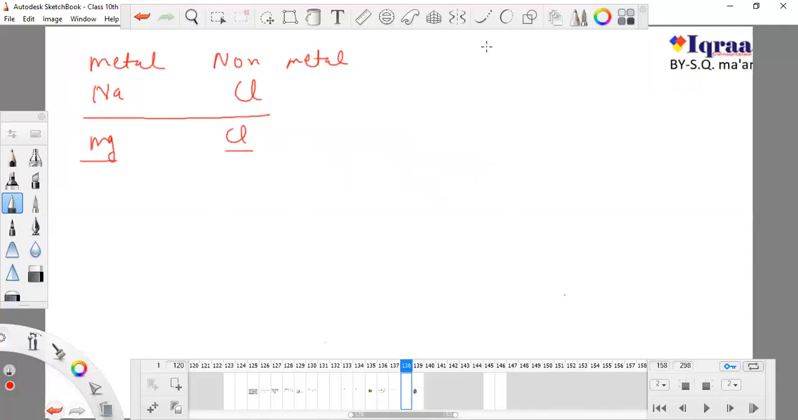This salt is known as two metal and one non-metal. In this we studied sodium zincate. This is sodium, that is zinc, and this is oxygen. You remember how we produce this sodium zincate. It was produced when a base reacts with a metal.